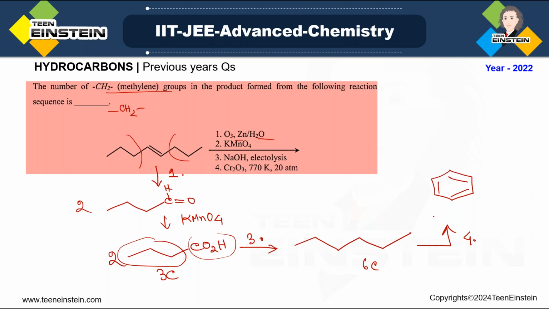First ozonolysis, then oxidation. Our CHO group is oxidized to CO2H. Then NaOH electrolysis, Kolbe electrolysis, where the CO2H fragment is removed in the form of CO2. 2 times CO2 will be removed, and the 3 carbons together will combine. It will form a 6 carbon alkane. This is actually an alkane formation technique. And then the benzene preparation technique, which is in presence of the reagent Cr2O3, high temperature, high pressure, you are getting benzene. Now come to the actual question.